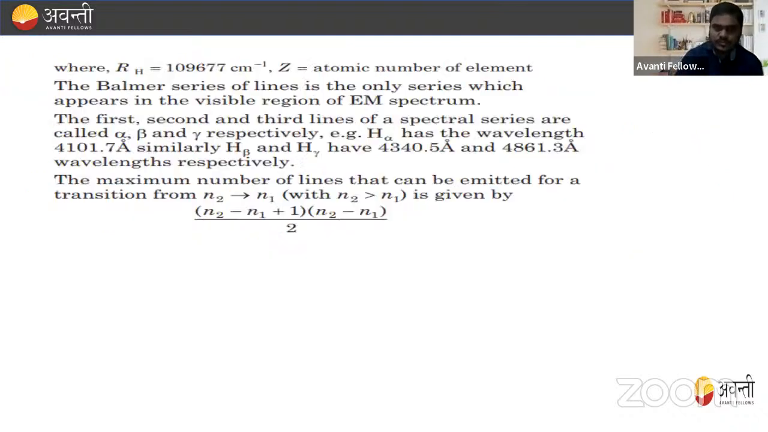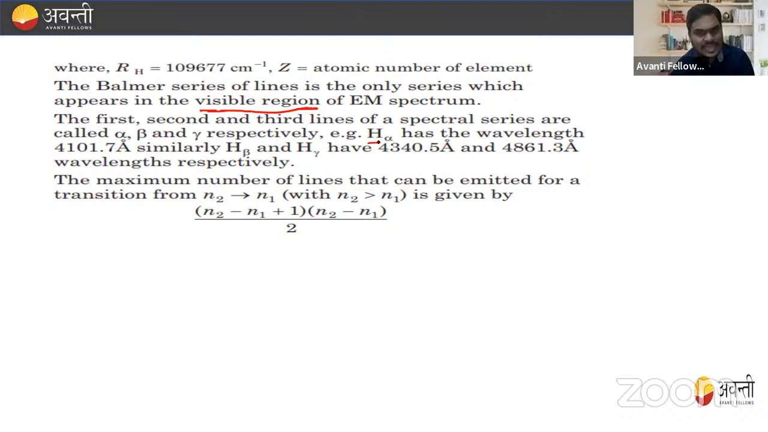Now, where Z is the atomic number of an element, right? The Balmer series of lines is the only series which appears in the visible region. This is a very important point: the Balmer series is the only series which appears in the visible region of the electromagnetic spectrum. The first, second, and third lines of the spectral series are called alpha, beta, and gamma respectively.